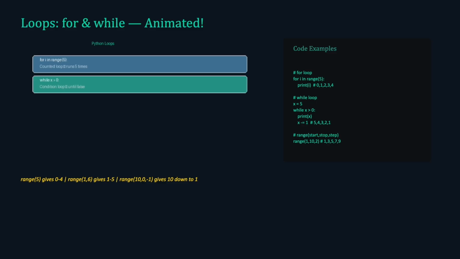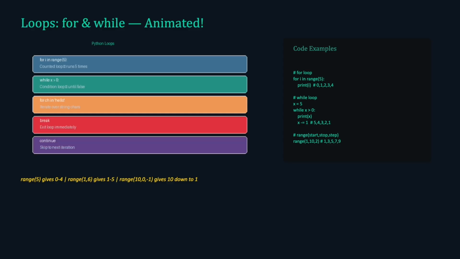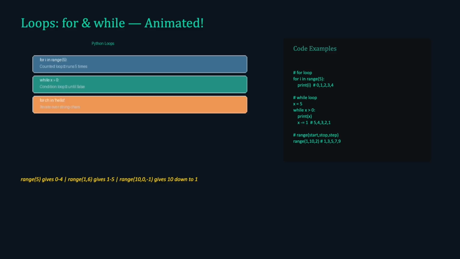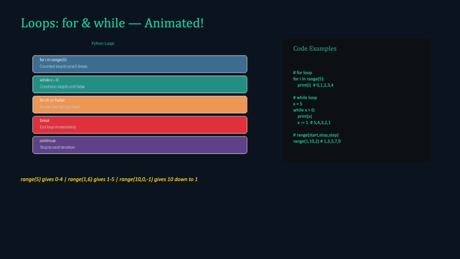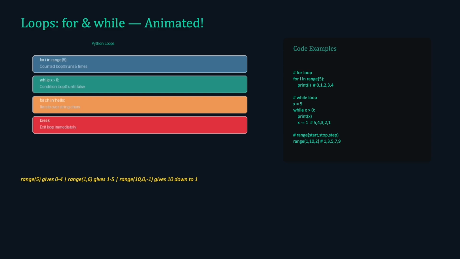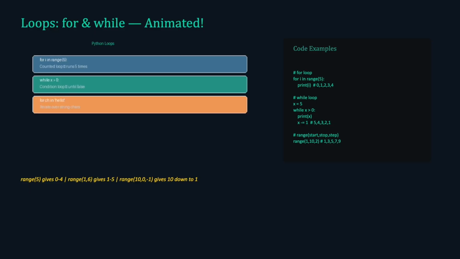Range is super important. range(5) gives 0 to 4. range(1, 6) gives 1 to 5. range(10, 0, -1) counts down from 10 to 1. Remember, range always excludes the stop value.